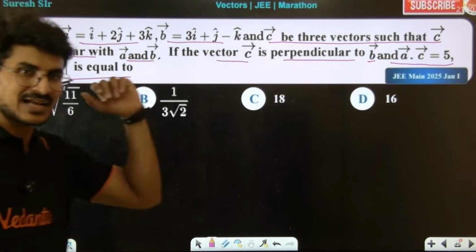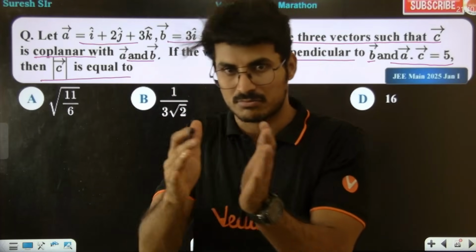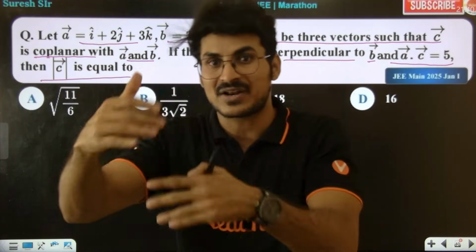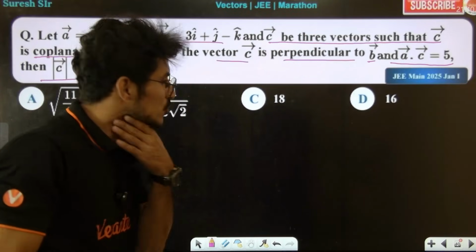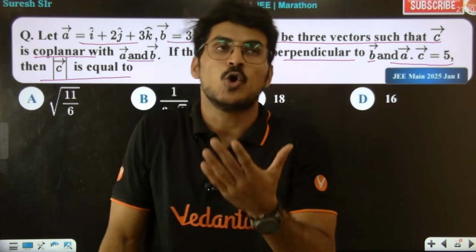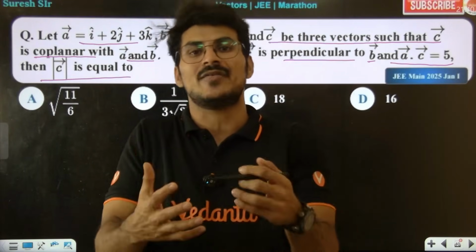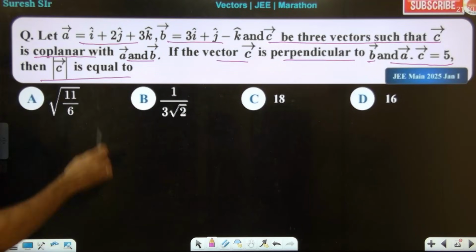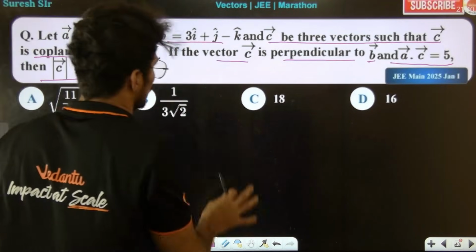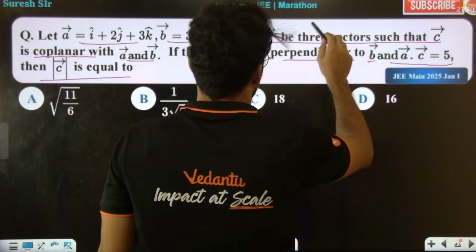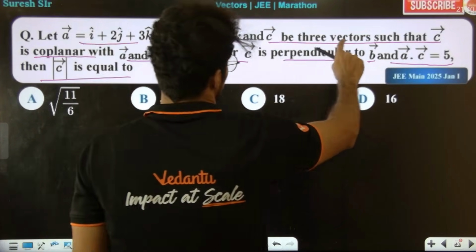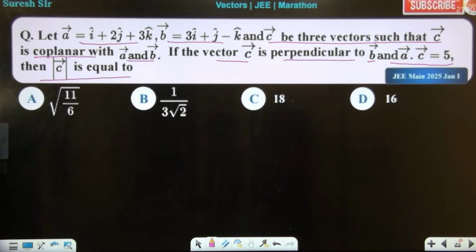So this coplanar concept I will be explaining a bit later in this lecture itself, but try to solve this question. Coplanar vectors is nothing but all the vectors lying in the same plane. Very simple concept. A vector is given, B vector is given, and C is also there, but they have not given C. 3 vectors such that C is coplanar with A and B.